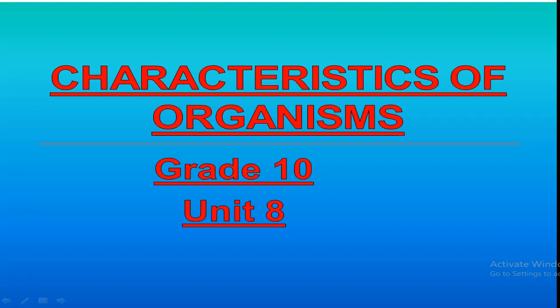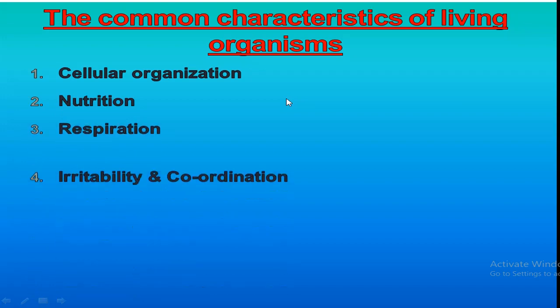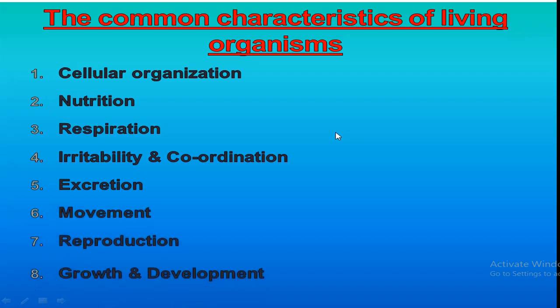The Unit 8 of the Grade 10 Science is Characteristics of Organism. In the characteristics of the organism, firstly we will learn about the common characteristics of living organisms. What are the common characteristics of the organism? The common characteristics of the organism are cellular organization, nutrition, respiration, irritability and coordination, excretion, movement, reproduction, growth and development. Those are the common characteristics of living organisms.